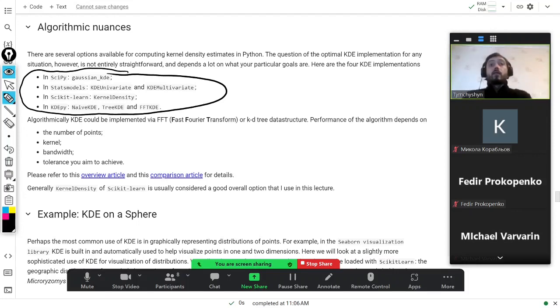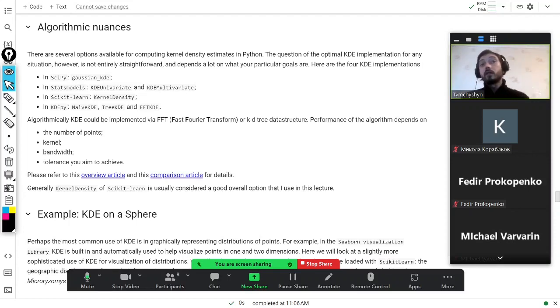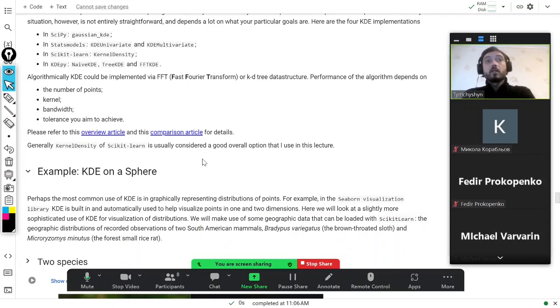So you see that you can find KDE in SciPy, in statsmodels, in scikit-learn, in KDEpy, and so on and so forth. So many different implementations, and they may differ a little bit in their algorithmic nuances. Some use fast Fourier transform, some don't. Some use KD-tree data structure, and so on. And of course, I want you to remember that the performance of the algorithm depends on the number of points, on the kernel, on the bandwidth that we saw, and on the tolerance that you aim to achieve.